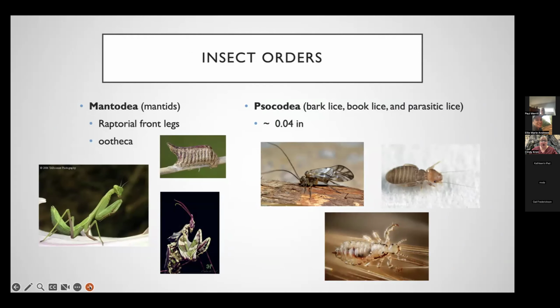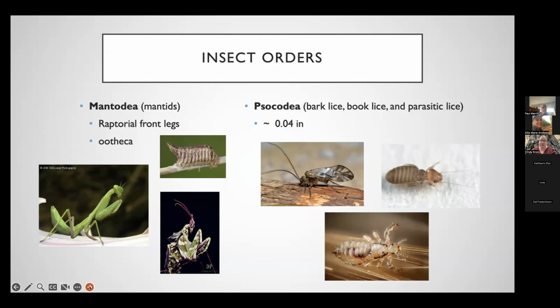So, Mantodea, which are your praying mantises. These are called mantids. They have raptorial front legs. So instead of their hind legs being for jumping, their front legs are for grabbing onto prey. They have these long arms that they can reach out and grab prey, and then it's a jagged edge, so it holds on to them, and they can feed. So they are predators. These are beneficial.